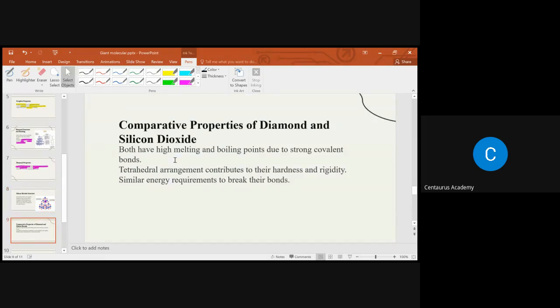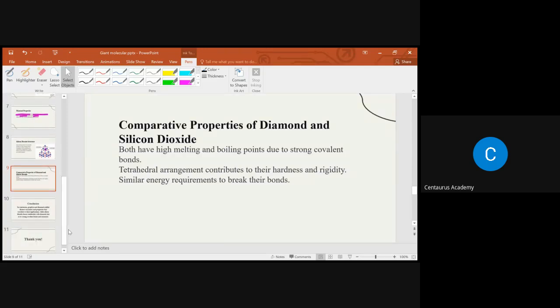If you compare the properties of diamond and silicon dioxide, both of them have high melting and boiling points because of their strong intramolecular forces of attraction. Intramolecular forces of attraction here are referred to as covalent bonds. The tetrahedral arrangement contributes to their hardness and rigidity. As a result, both of these structures are pretty hard, and they share similar physical properties. They have the same energy requirements to break their bonds.